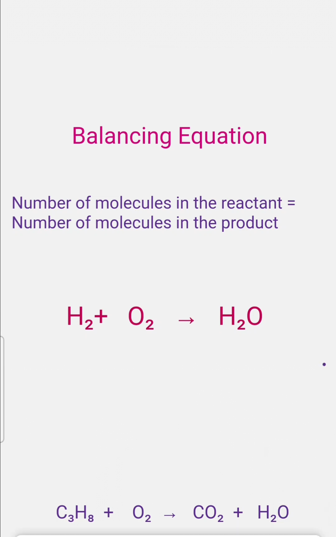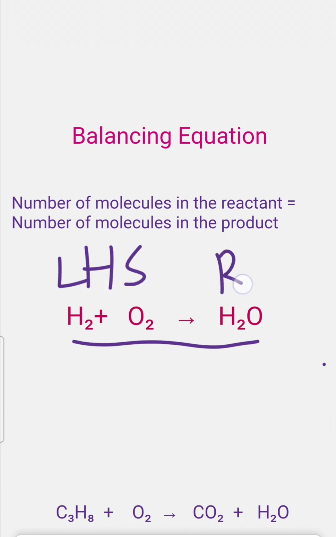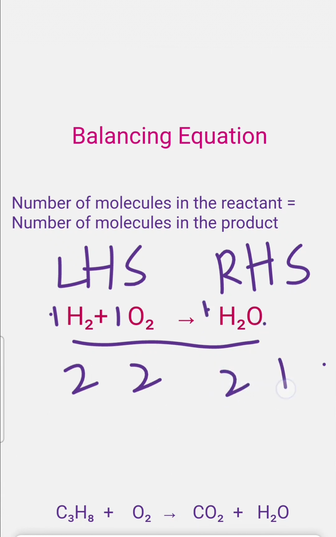So you know that, student, this is the unbalanced equation. Why is it unbalanced? The unbalanced equation is also known as a skeletal equation. First we'll see why it is unbalanced. This is the LHS, that means reactant, and this is the RHS, that means product. Why is it unbalanced? Because here there are 2 hydrogen atoms, and 2 ones are 2, 2 oxygen atoms. Here 2 ones are 2 hydrogen atoms, and 1 one is 1 oxygen atom.